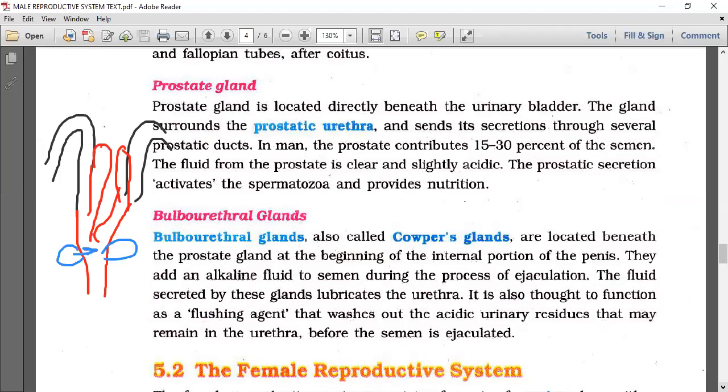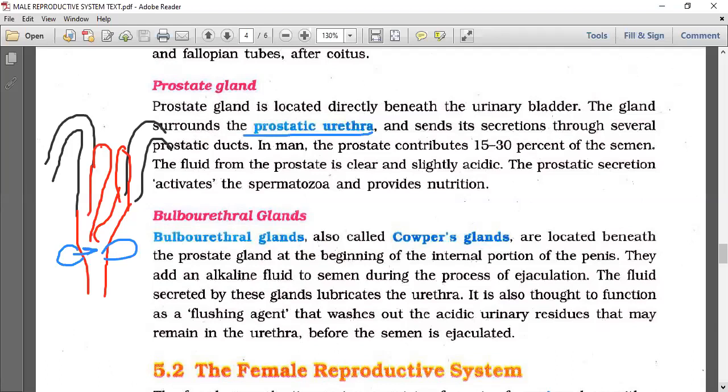With the help of small ducts, they get open. Okay, so the prostate gland is located directly beneath the urinary bladder. The gland surrounds the prostatic urethra and sends its secretion through several prostate ducts.